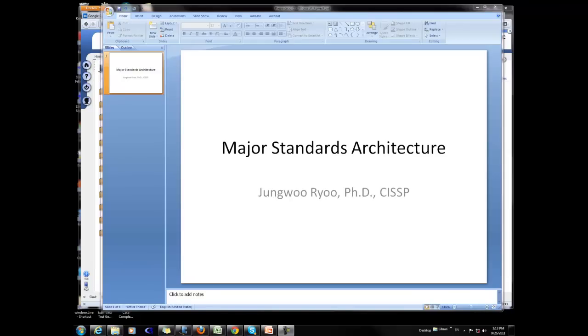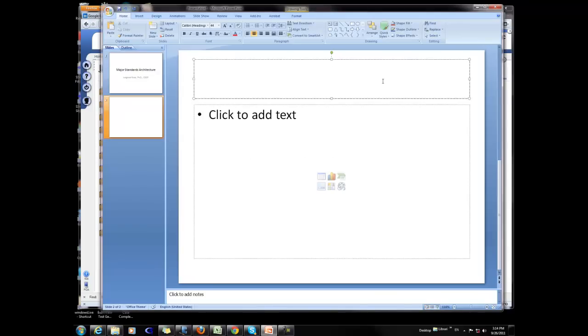Okay, so let's talk about some major network standards architecture. The very first one is called OSI 7 layers. So OSI stands for Open Systems Interconnect. And unlike the architecture we've looked at so far, this one has 7 layers.